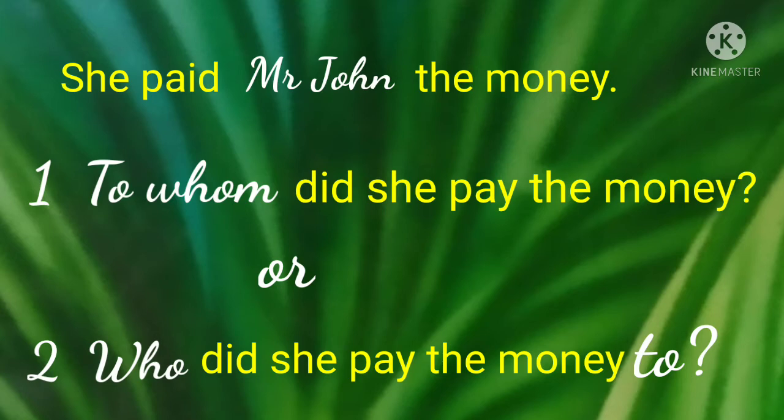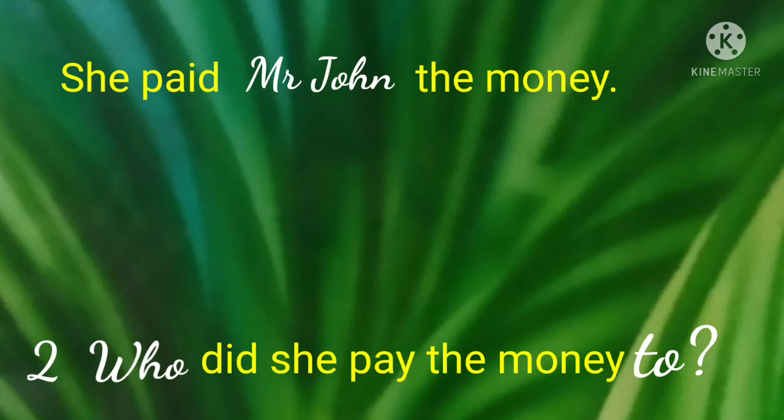If you are using whom, you have to use the preposition to in the initial position. If you are using who, the preposition must be used in the final position. That is why we say, to whom did she pay the money? Who did she pay the money to? The first one is rather formal and it is used only rarely. It has become outdated now. Most people prefer the second one.